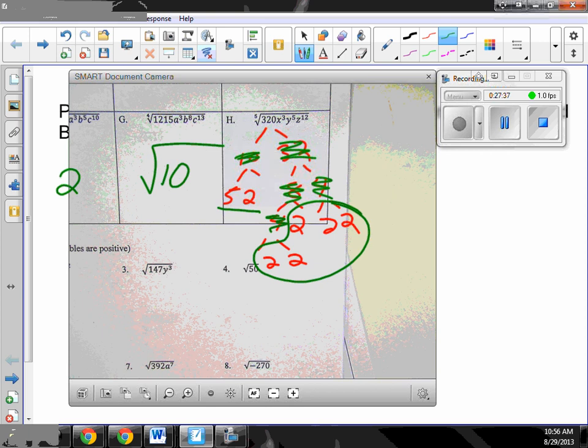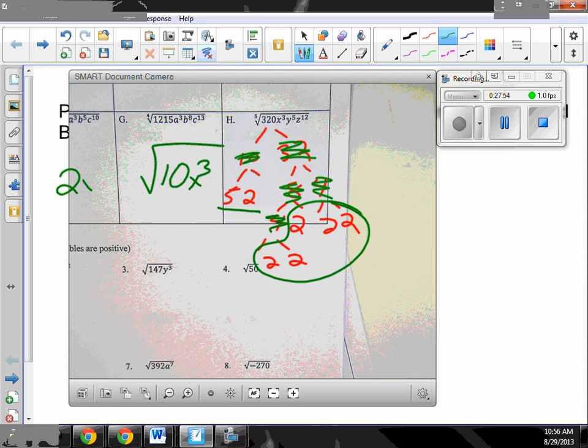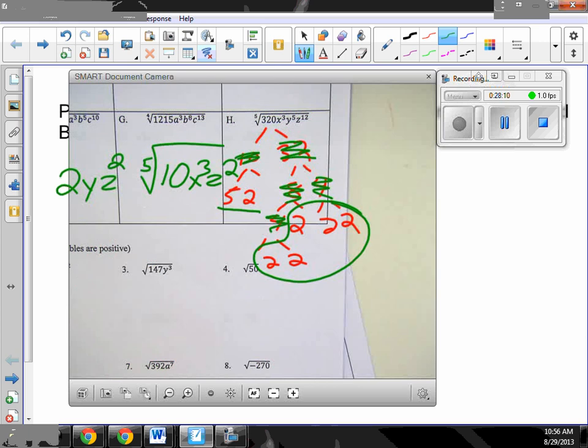How many X's can I pull out? None. I need 5, and I only have 3, so X to the third on the inside. How many Y's can I bring out? 1. How many are left over? None. I brought all 5 out. How many Z's can I bring out? 2 groups of 5. So Z squared. How many left over? Z squared left over. And don't forget your 5th root symbol.